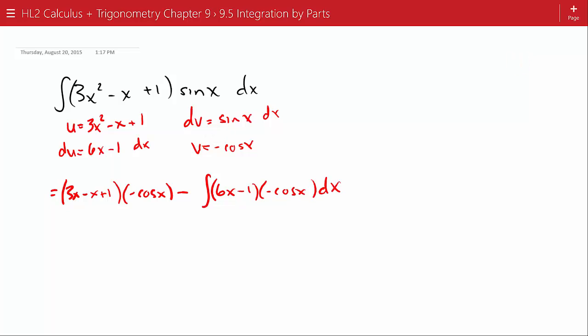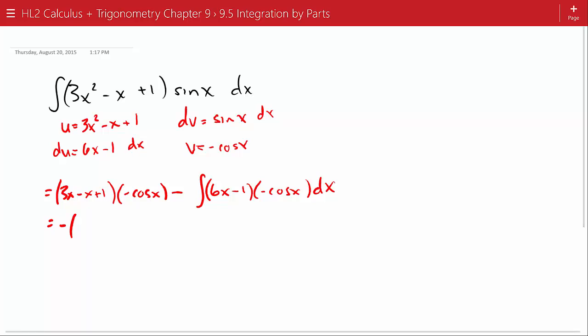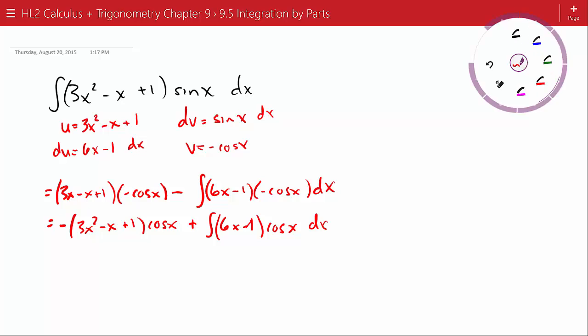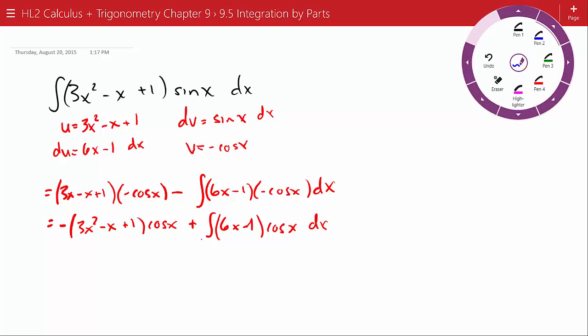Whew! And I'm going to clean this up just a titch before I do anything else. We have negative 3x squared minus x plus 1 cosine x plus the integral of 6x minus 1 cosine x dx.